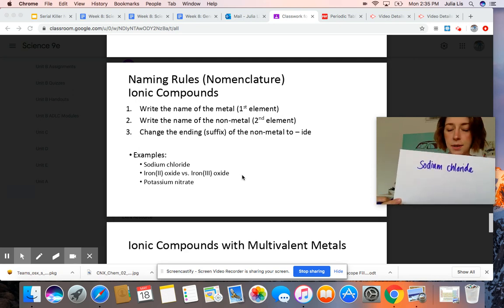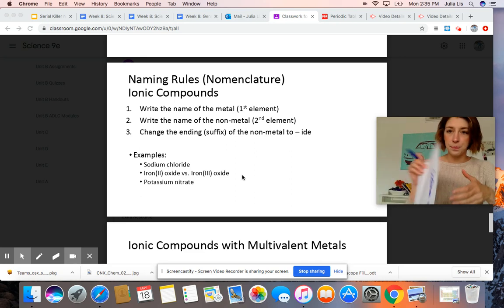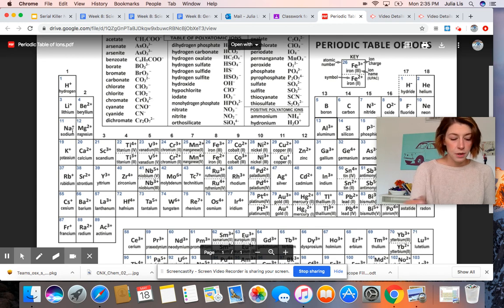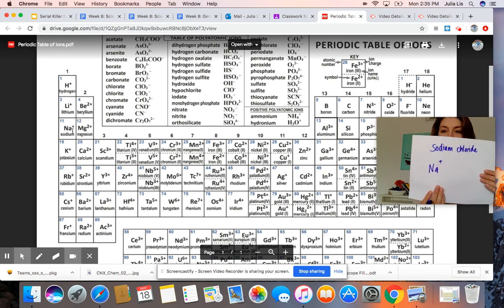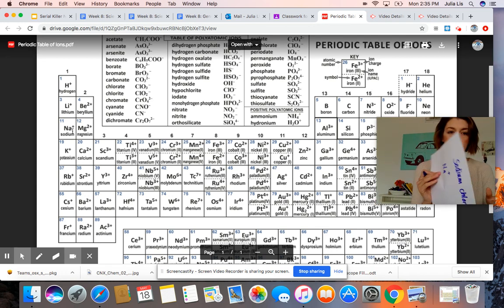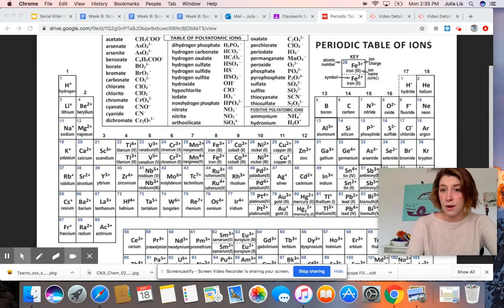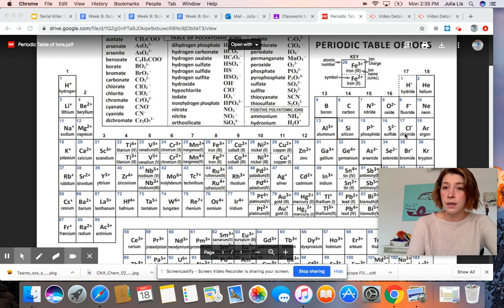You would go find sodium on your periodic table. So we're going to look here. And sodium is number 11, Na. And you can see that its ion charge is +1. So you're going to write Na with its charge like this, Na +1. And then you're going to find chlorine. So chlorine is a nonmetal because we're looking at ionic compounds. So it's number 17 here. And it's -1. So you're going to write the symbol Cl and then -1.